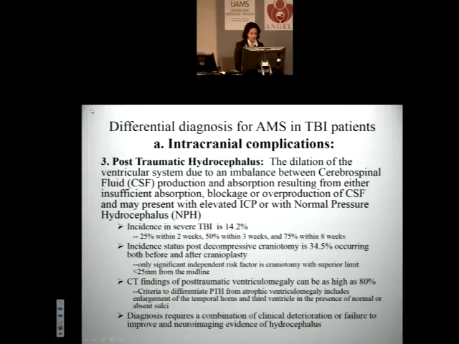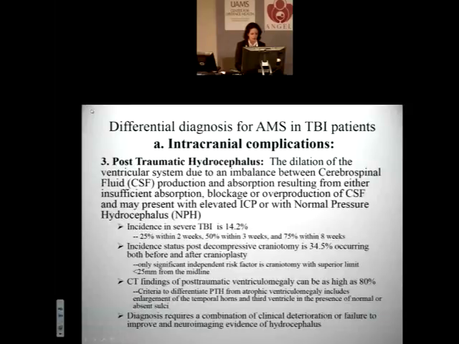CT findings of post-traumatic ventriculomegaly in TBI patients can be as high as 80%. So in this case, it's very, very important to differentiate between post-traumatic hydrocephalus versus chronic sequelae of traumatic brain injury, such as atrophic ventriculomegaly, which would be a more benign finding. So it's very important to look at the criteria for the CT findings for the post-traumatic ventriculomegaly.